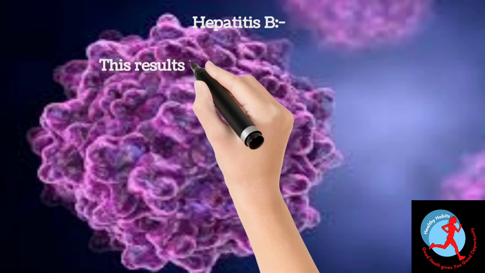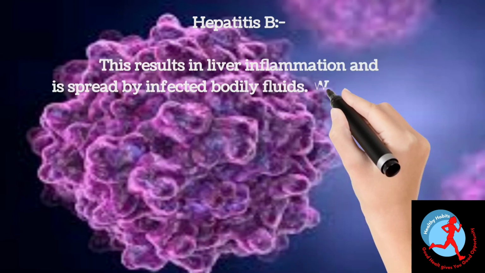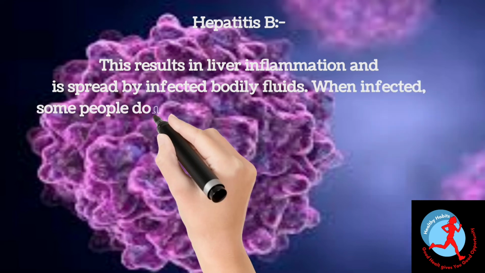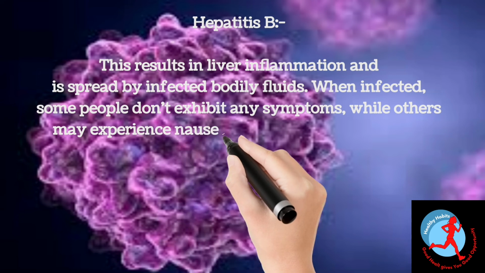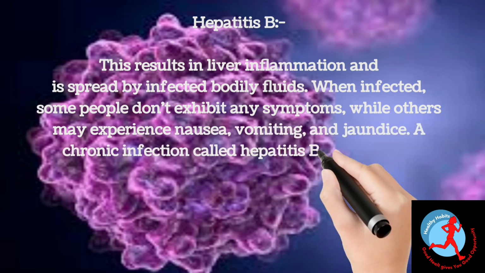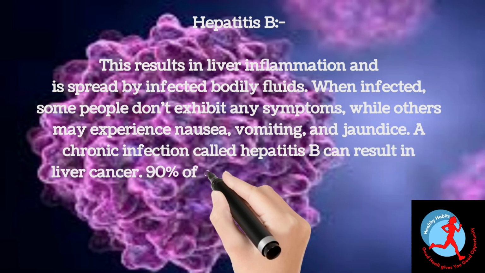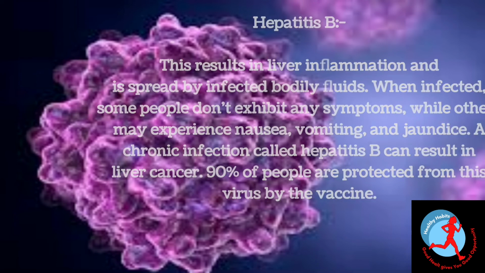Hepatitis B. This results in liver inflammation and is spread by infected bodily fluids. When infected, some people don't exhibit any symptoms, while others may experience nausea, vomiting, and jaundice. A chronic infection called hepatitis B can result in liver cancer. 90% of people are protected from this virus by the vaccine.